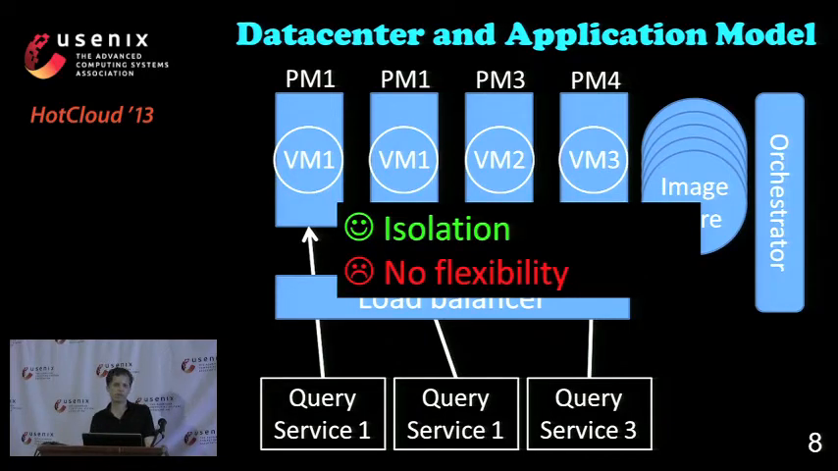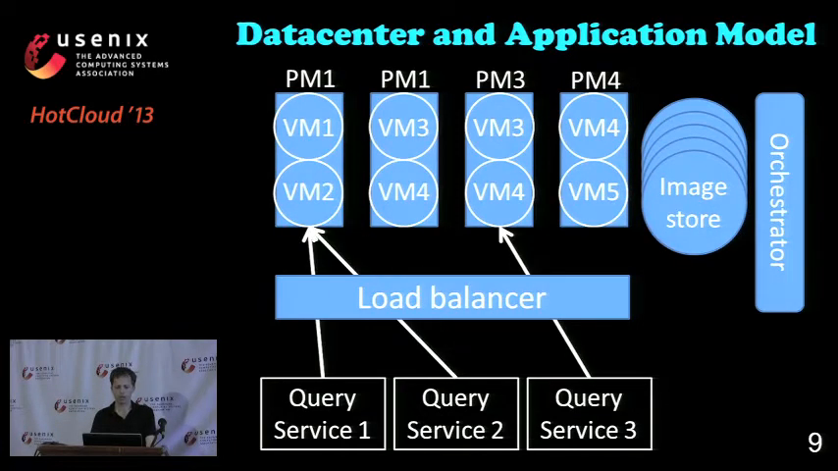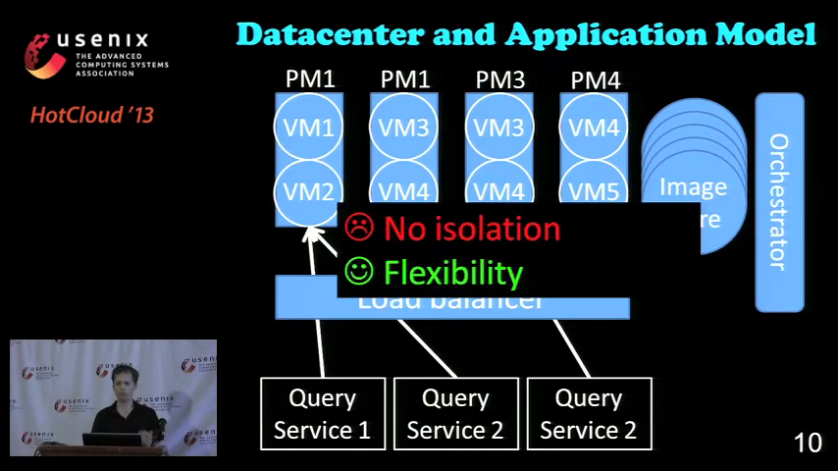Now, this gives us great isolation because we have a single virtual machine running on a single physical machine, so perfect isolation, no contention on anything. But there is no flexibility: every physical machine only handles requests to the virtual machine it's currently running. The second option is running multiple virtual machines on every physical machine. This works very nicely flexibility-wise, but we don't get isolation.